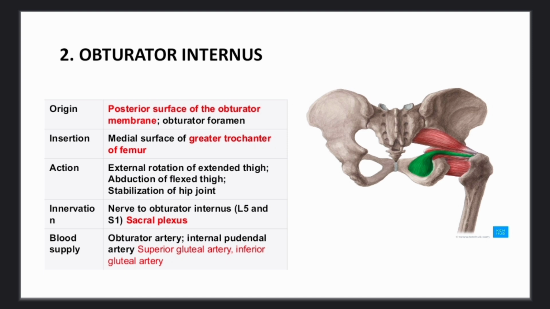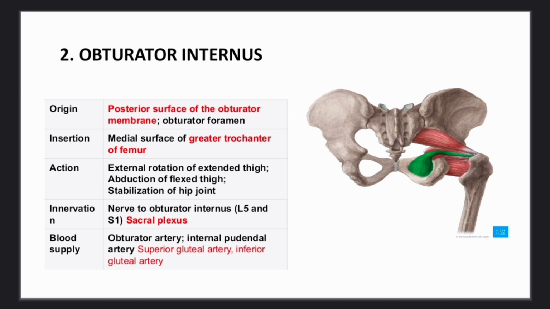Nerve supply: the obturator internus is supplied by the nerve to obturator internus arising from the sacral plexus L5 to S1. Blood supply is mainly provided by the obturator artery with contribution from the superior and inferior gluteal arteries. Functions: lateral rotation of the extended thigh, abduction of the thigh when the hip is flexed, and stabilization of the hip joint by holding the head of the femur within the acetabulum.